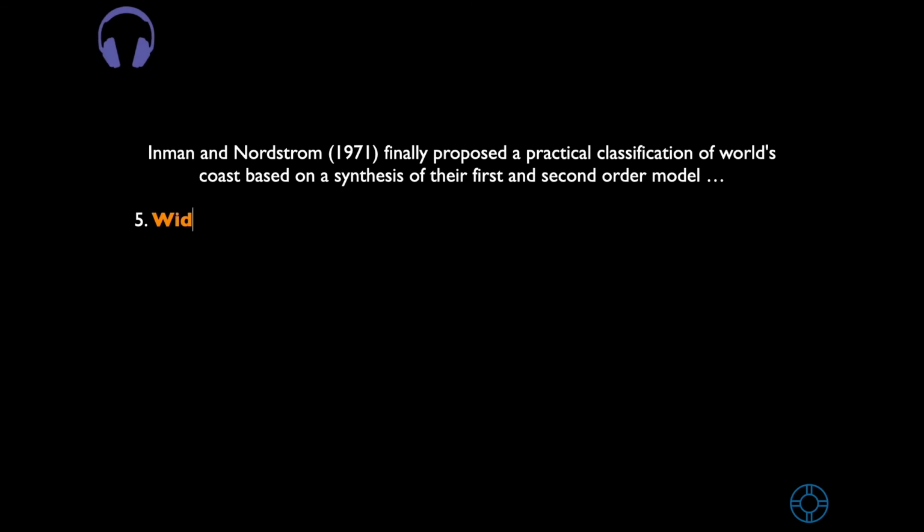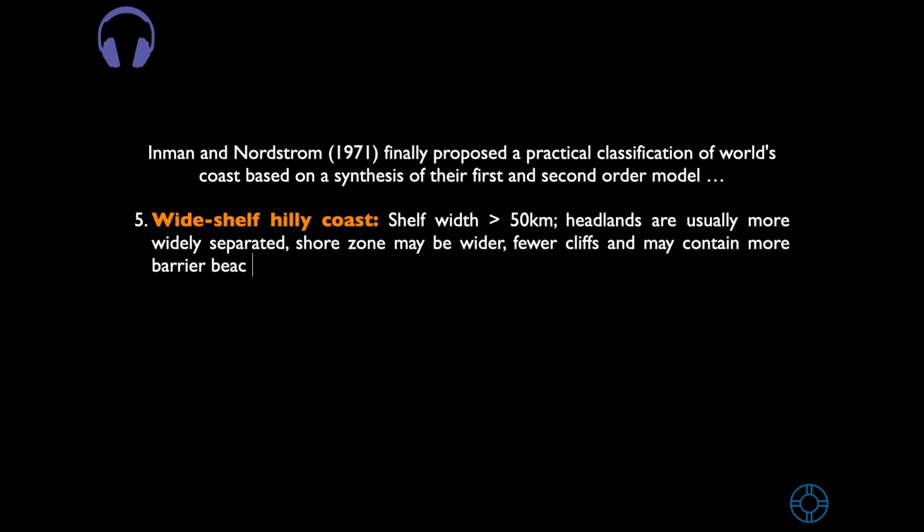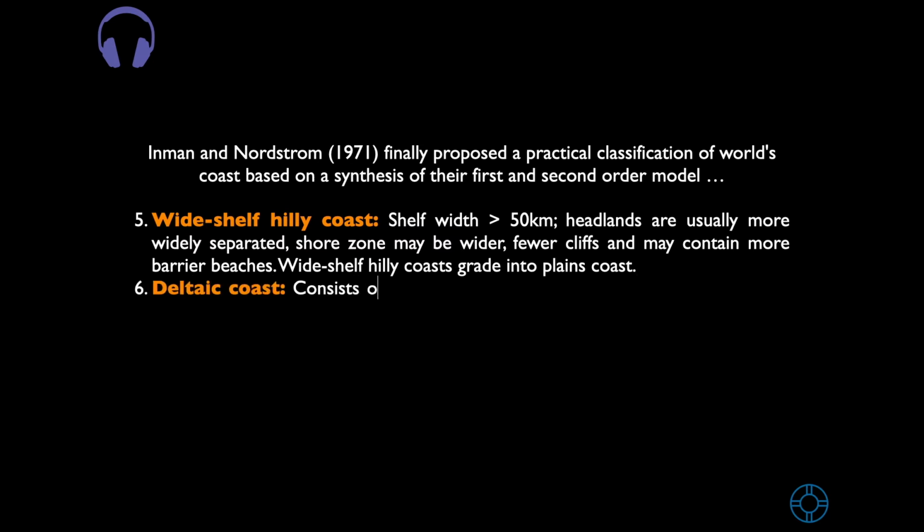The next one, number 5, are the wide shelf hilly coasts, where the shelf width is above 15 kilometers. Headlands are usually more widely separated. The shore zone may be wider, fewer cliffs, and may contain more barrier beaches. The wide shelf hilly coasts grade into plains coasts.